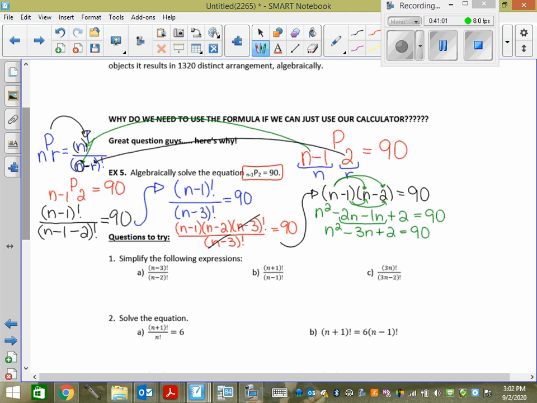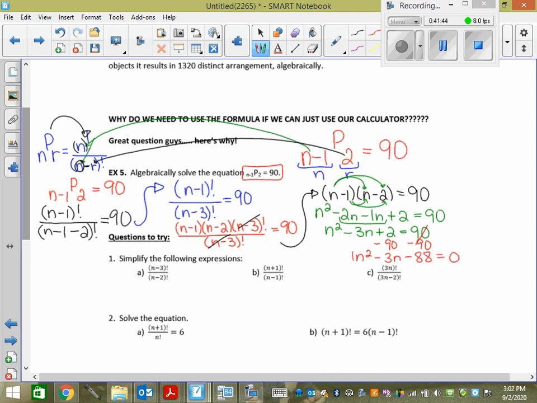Now, some people will try and factor from here. They'll go, what times what gets me 2, and what plus what gets me negative 3. I can never go, what times what gets me what, and what plus what gets me what, if it's not equal to 0. That was the biggest thing you were taught in grade 11. If it is not equal to 0, I can do nothing. So what do I have to do first before I even try and factor that? Yeah, minus that 90 over. Get that equal to 0. So I'm going to get n squared minus 3n minus 88 equals 0.